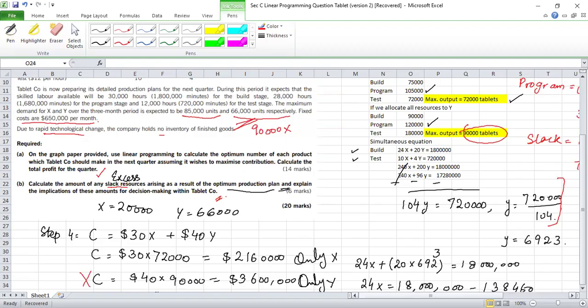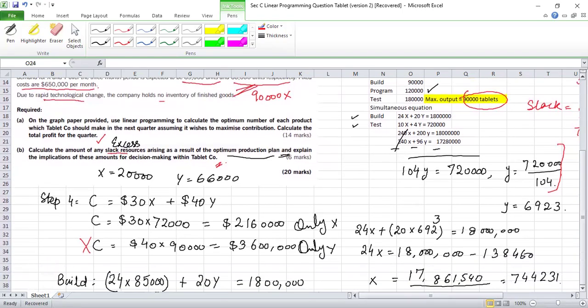Now we have the next part. In the next part, what is he saying? And explain the implications of these amounts for decision making with the tablet. So what will be the implications? Implication means application or there is a wastage of time.